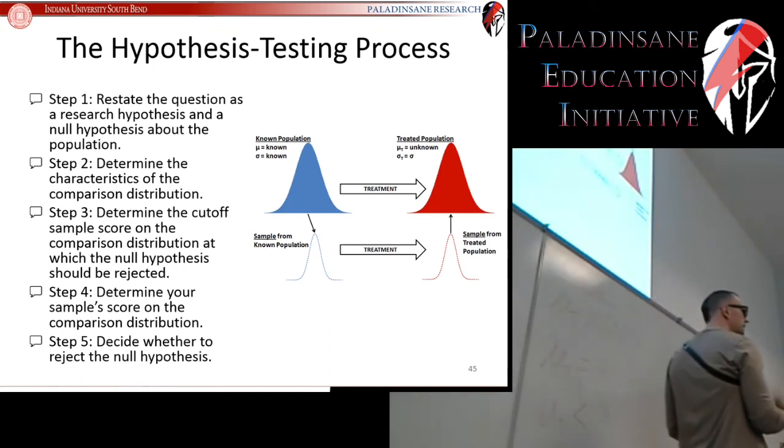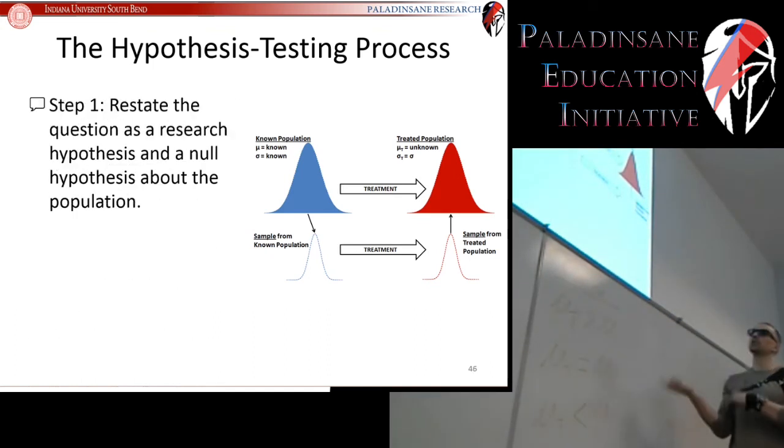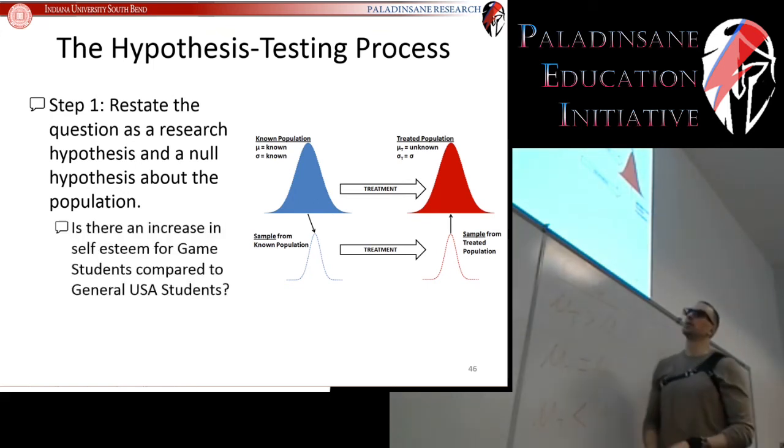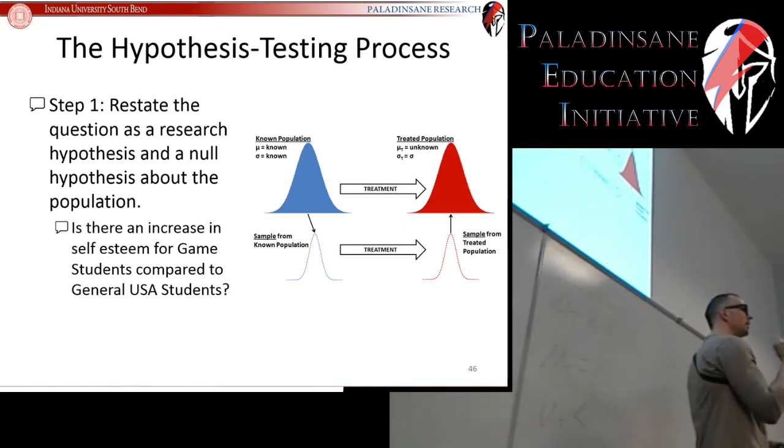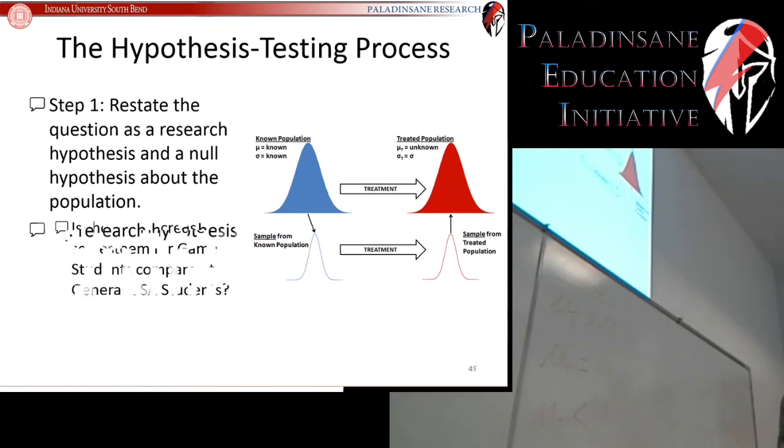All right, so we want to restate the question. As a research hypothesis and a null hypothesis about the population, we want to know, is there an increase in self-esteem for the GAME students compared to the general USA students? Not a change, an increase. So we got a direction. So we need a directional hypothesis. We need a one-tailed hypothesis.